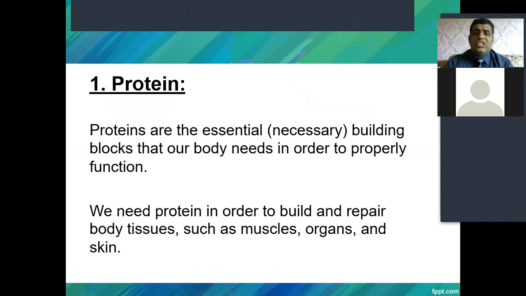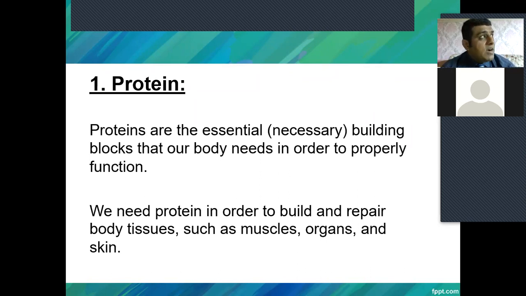Protein is essentially required by the body to build up and to carry out its function. We need protein in order to build and repair body tissue such as muscles, organs or skin. If the patient has wounds or cuts, has had a major accident, or maybe a major surgery, then in the recovery time the patient may need more protein.